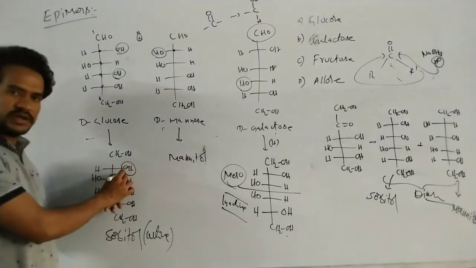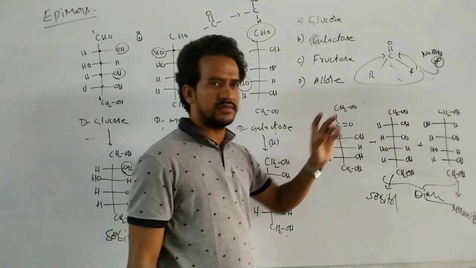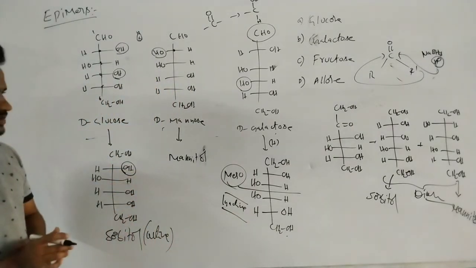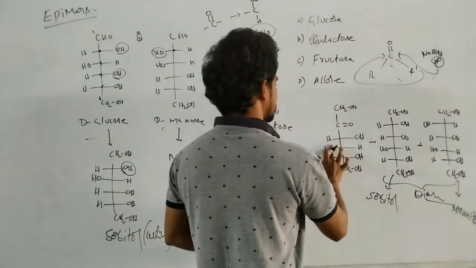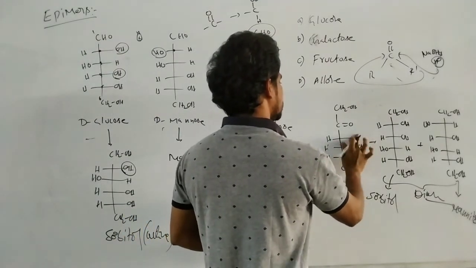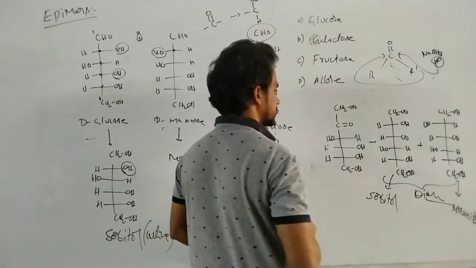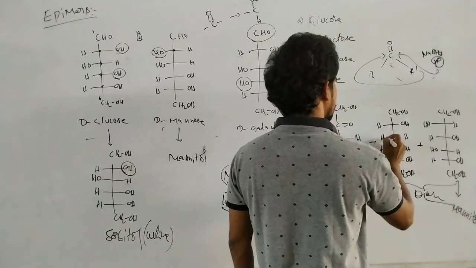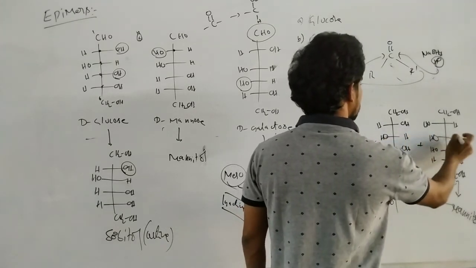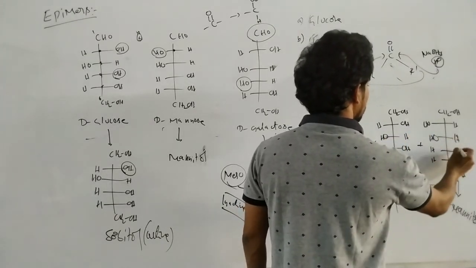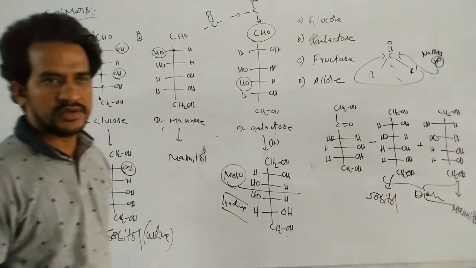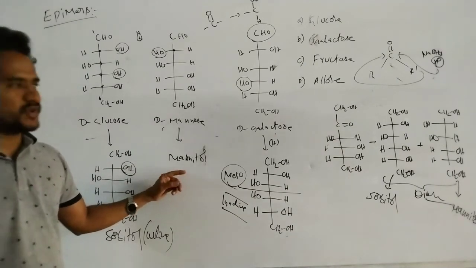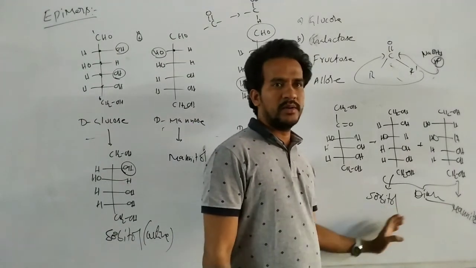Actually in this case OH is on the right side. Here also OH is on the right side. The remaining groups' positions are the same. OH here, hydrogen, this OH. Here also HOH, hydrogen OH. Here OH, hydrogen, this one OH. That is sorbitol and mannitol. So glucose on reduction gives sorbitol and mannose gives mannitol. But fructose on reduction gives both sorbitol and mannitol.